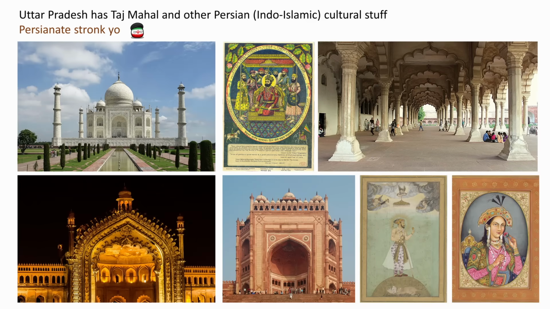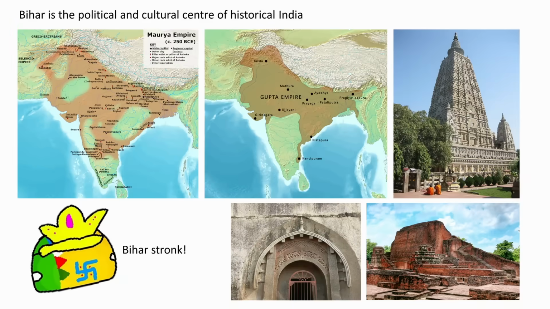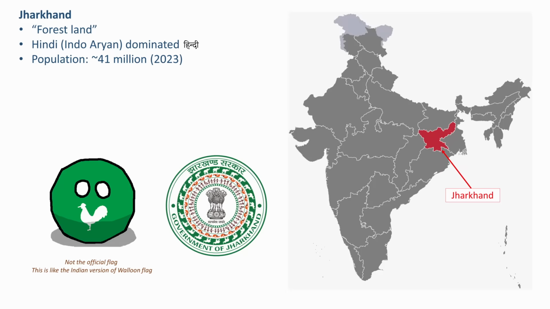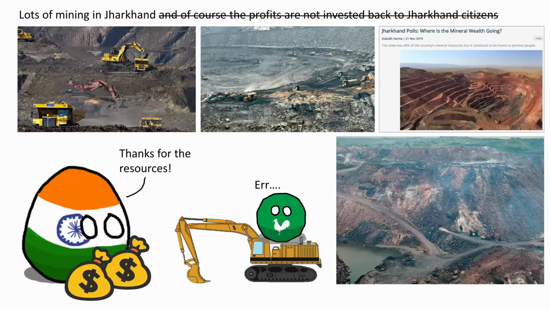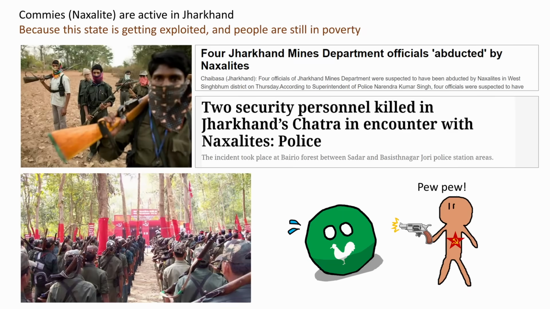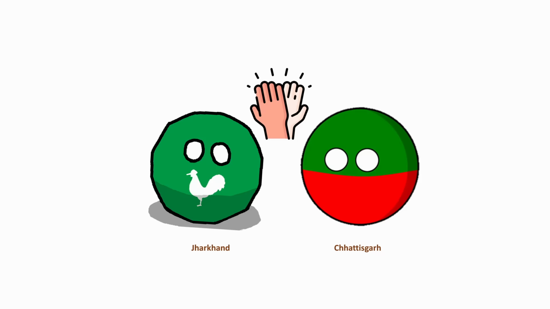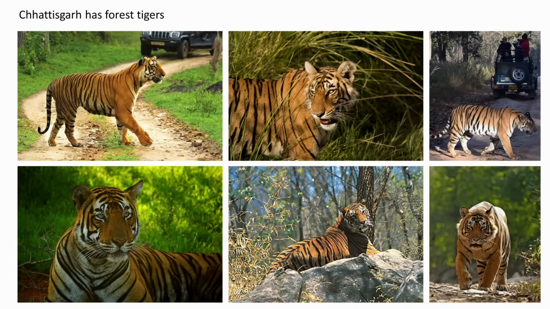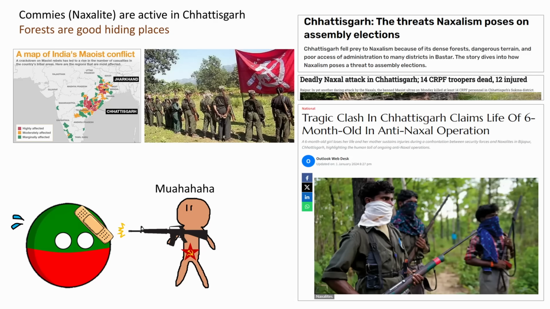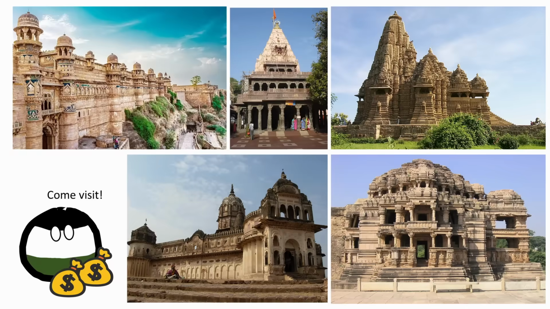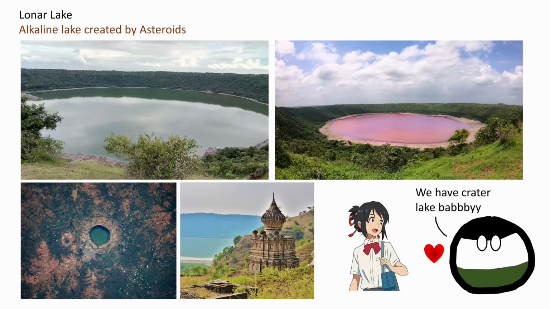influence. Bihar, once a rich and powerful empire, has now become the poorest of all, looked down on by other fellow Indians, sad. Jharkhand is basically Bihar 2.0, but with mineral resources, communist militancy, and tribes. Below Jharkhand is Chhattisgarh, it's like Jharkhand but with more forest, tigers, also mineral resources and communist militancy. To the center of India there is Madhya Pradesh, Indian Chernobyl, forts and temples, and a cool asteroid lake.